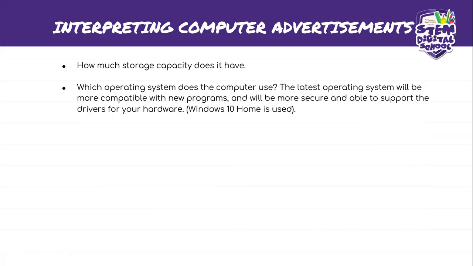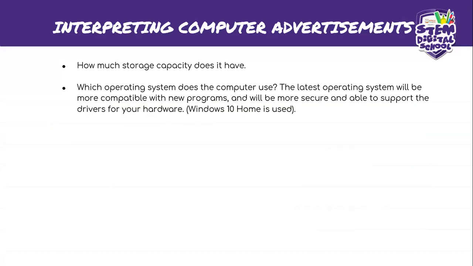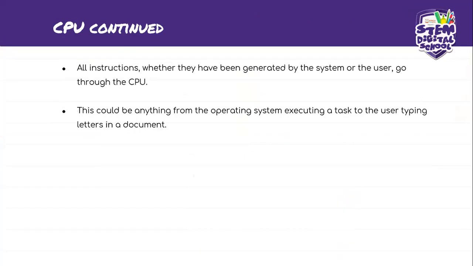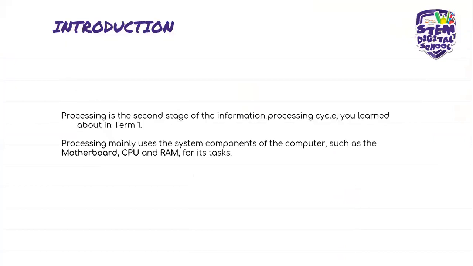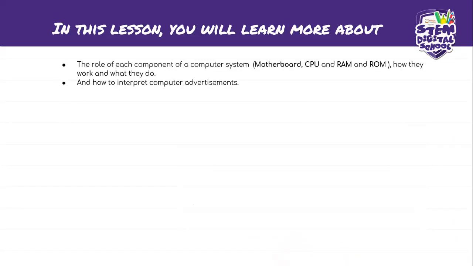Right, so yes, guys, that's it for today's lesson. We have looked at the motherboard, RAM, ROM, and the CPU. Today's lesson was based on the processing devices: the motherboard, the CPU, RAM, ROM, etc.